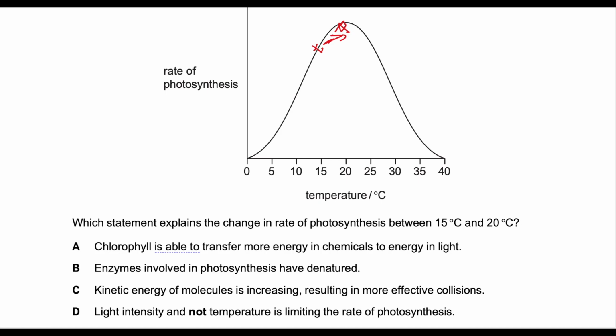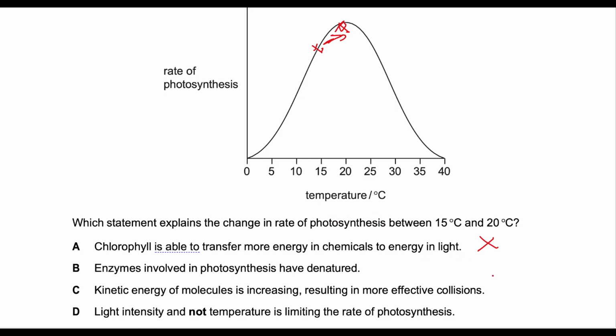Sure, this is not a true statement at all and not related, because here we are talking about the temperature, not the chemicals or the energy in chemicals. B. Enzymes involved in photosynthesis have denatured. Why denaturing? Because we are looking between 15 and 20, we can see a progress. So the enzymes are still working. C. Kinetic energy of molecules is increasing, resulting in more effective collisions.